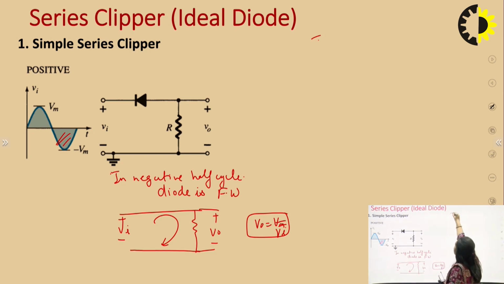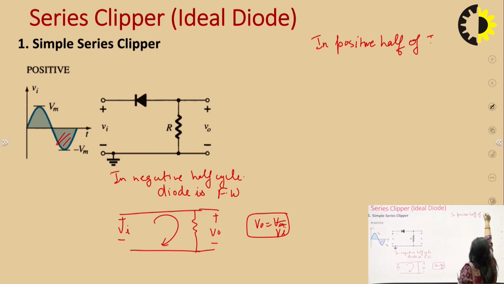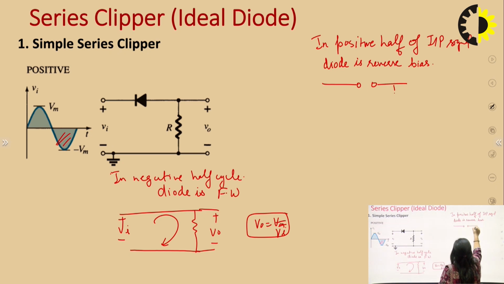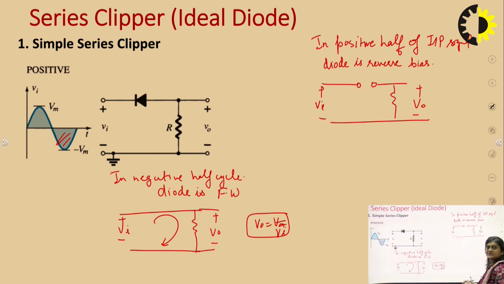And in the positive half cycle, in the positive half of the input signal, the diode is reverse biased. So the diode will be open circuit, and in that case the diode will not be conducting, and the output voltage would be equal to 0.